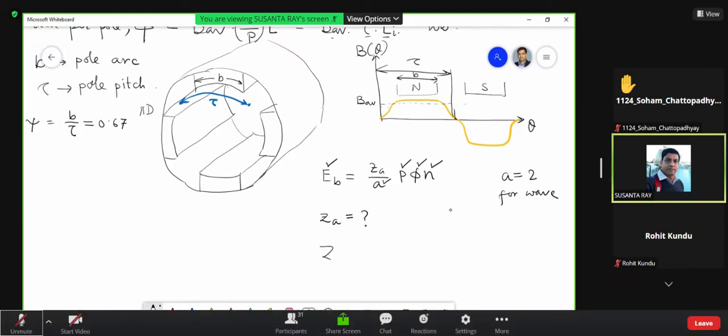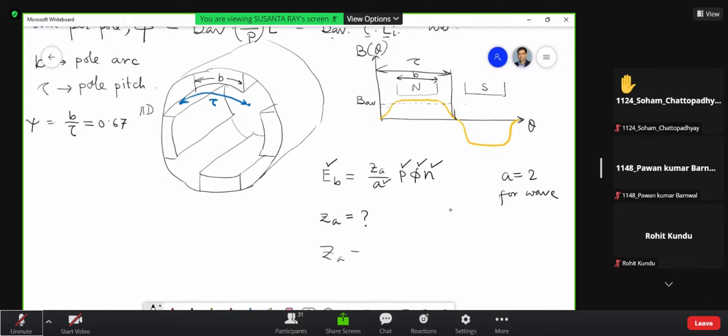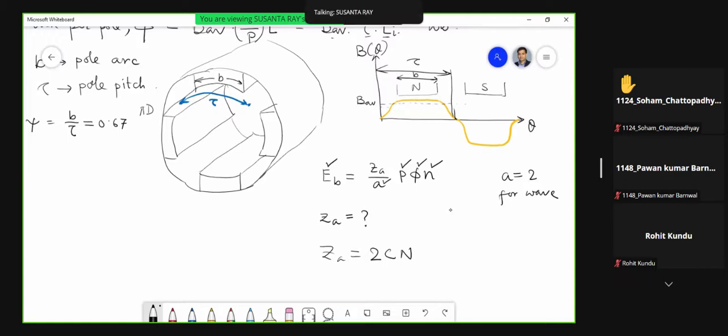And ZA, you know, ZA equals 2C into TS. Okay, so better to write TS, the number of turns per coil, and C is the number of coils.